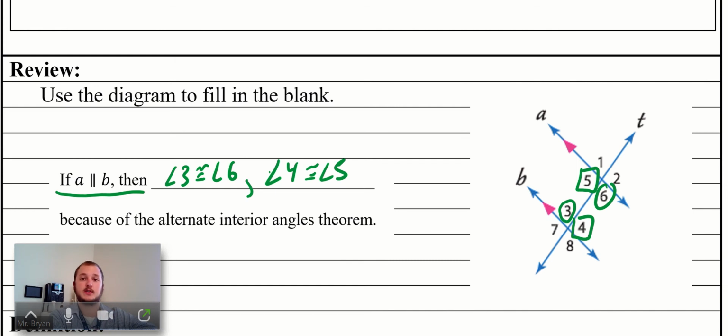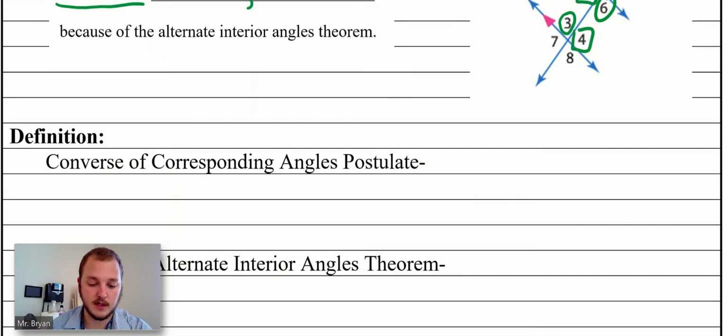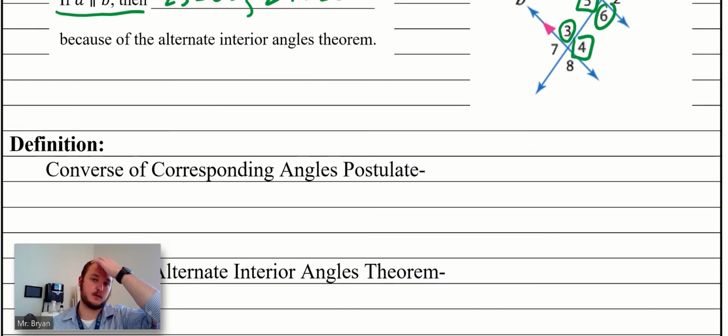So instead of being told, here are my lines, now I can say something about the angles, I'm reversing it. I'm saying, here's something about the angles, now what does that tell me about the lines? And just like last class, we have different theorems and postulates to go with this. So the first one they're going to use is called the converse of the corresponding angles postulate. Converse of corresponding angles postulate.